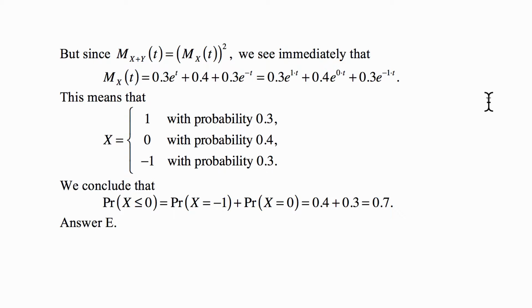Everything works nicely. And what is the probability that x is less than or equal to 0? Well, it's simply the probability that it's negative 1 plus the probability that it's 0. So it's 0.4 plus 0.3, so it's 0.7. That's answer E, and we're done with the problem.